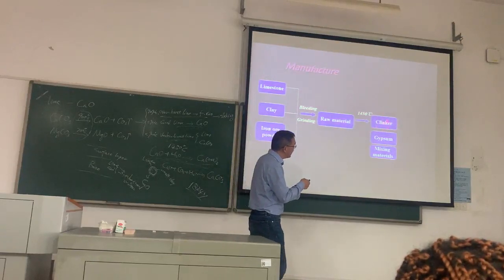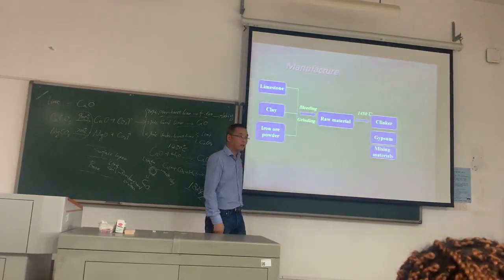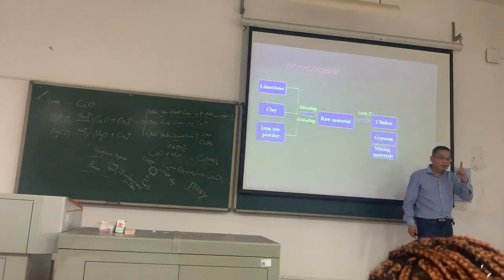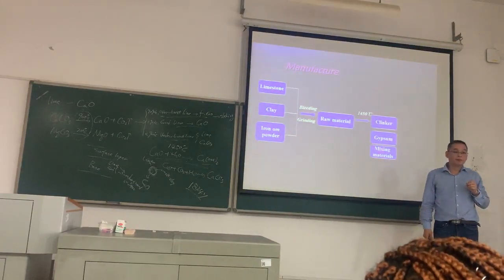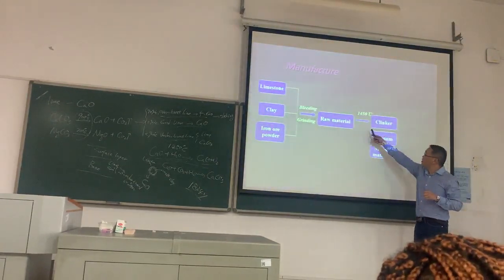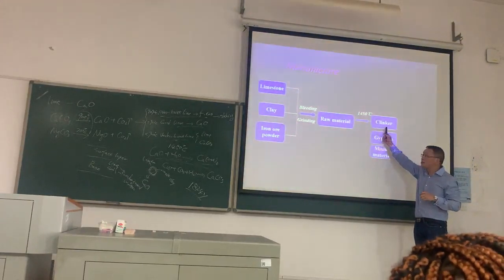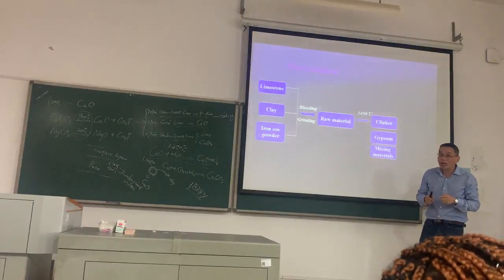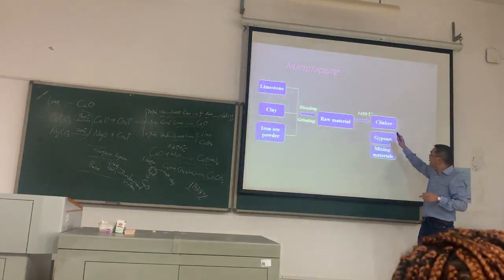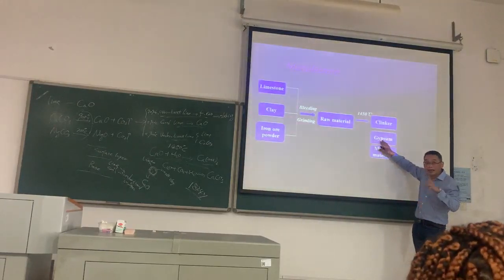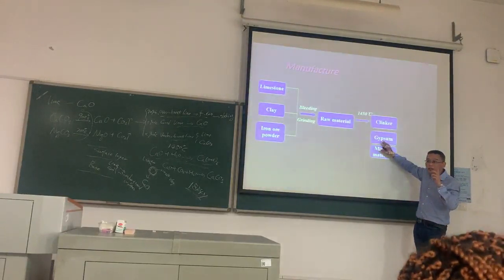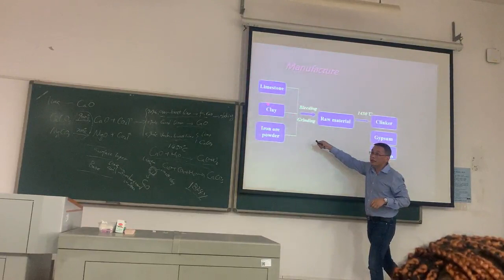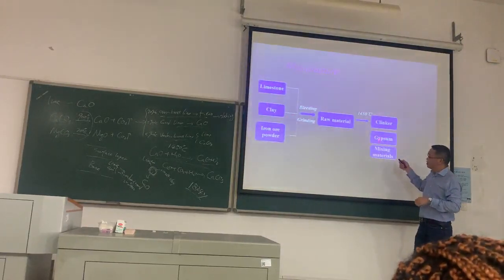We can get this kind of clinker. Okay, the clinker is not the cement. The clinker after the heating, this is clinker, but the clinker is not the same as cement. It's not the cement. We need to add two kinds of raw materials.